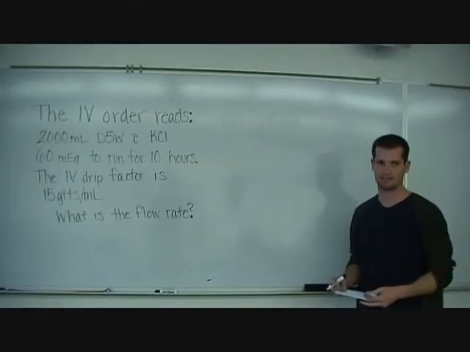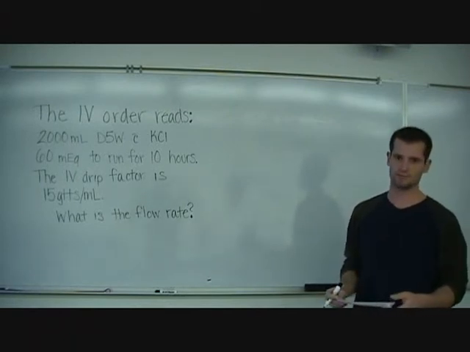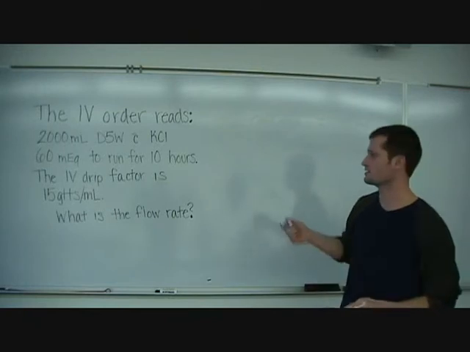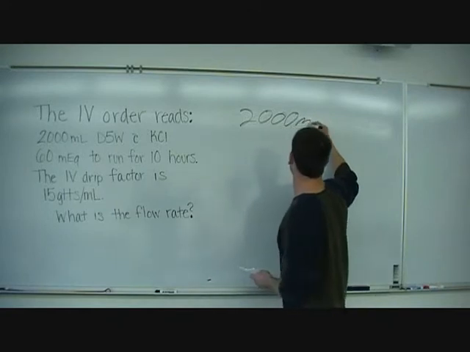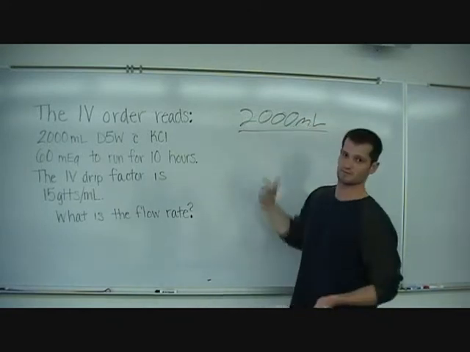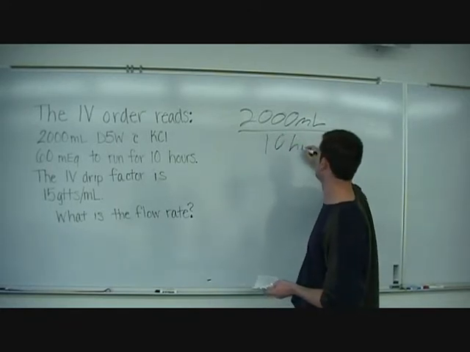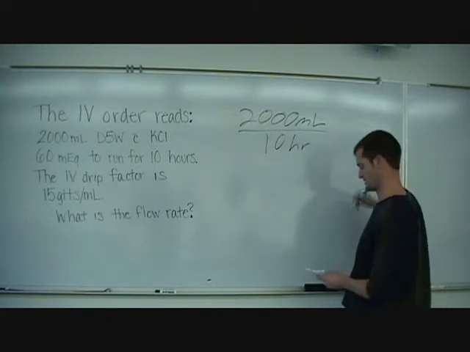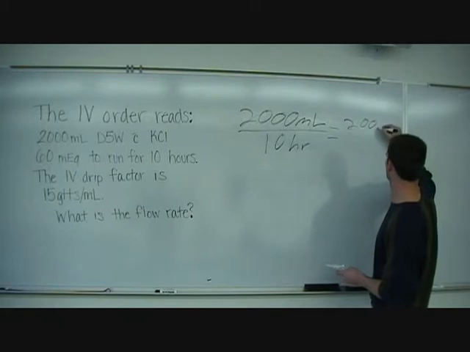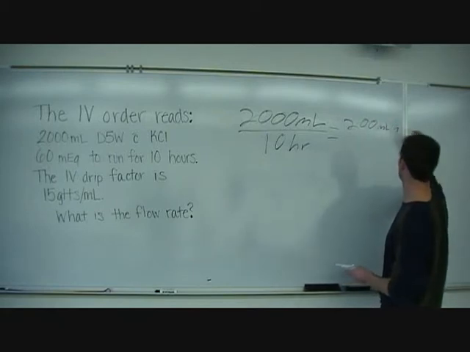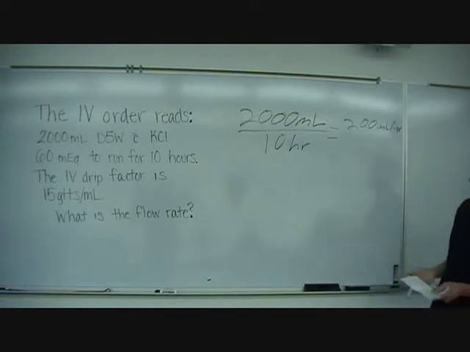Hi, my name is Mathias. As far as me, I already showed you how to do this problem one way. I actually do it a little bit differently, so I'm going to go ahead and show you that. So we'll start out. So we have 2,000 milliliters. We're going to infuse it over 10 hours. So we're going to divide the 2,000 milliliters by the 10 hours, which gives you 200 milliliters per hour.